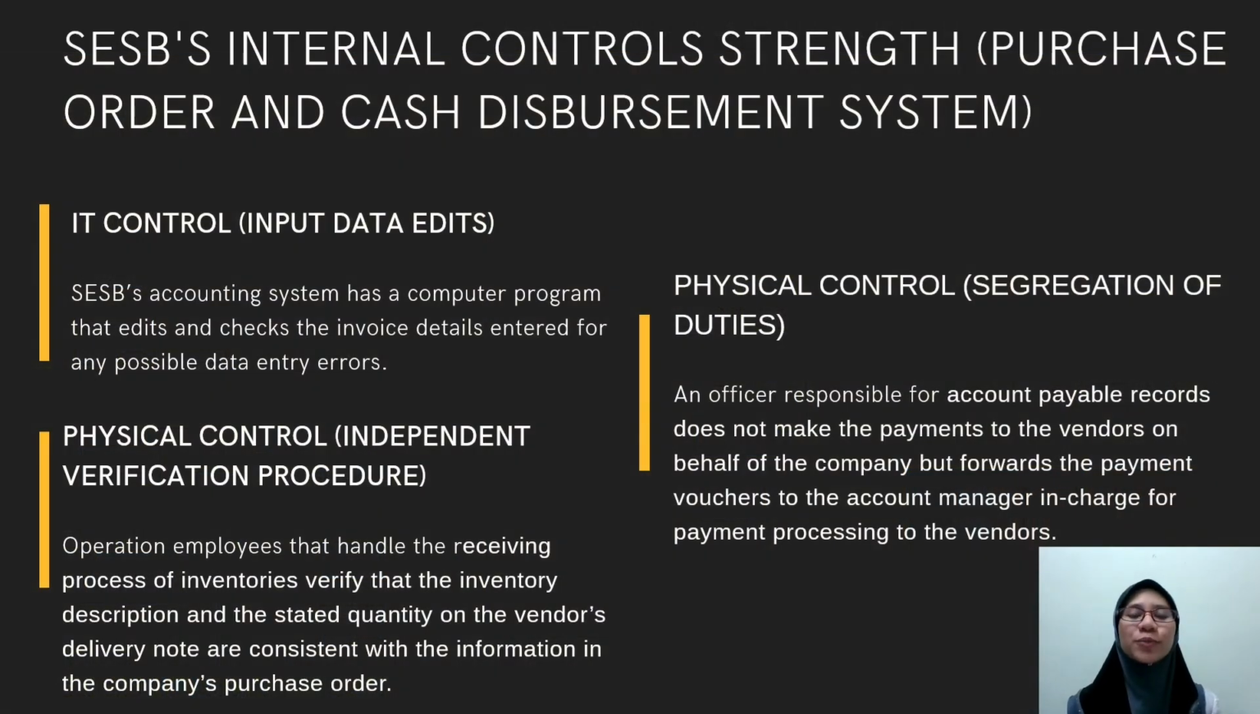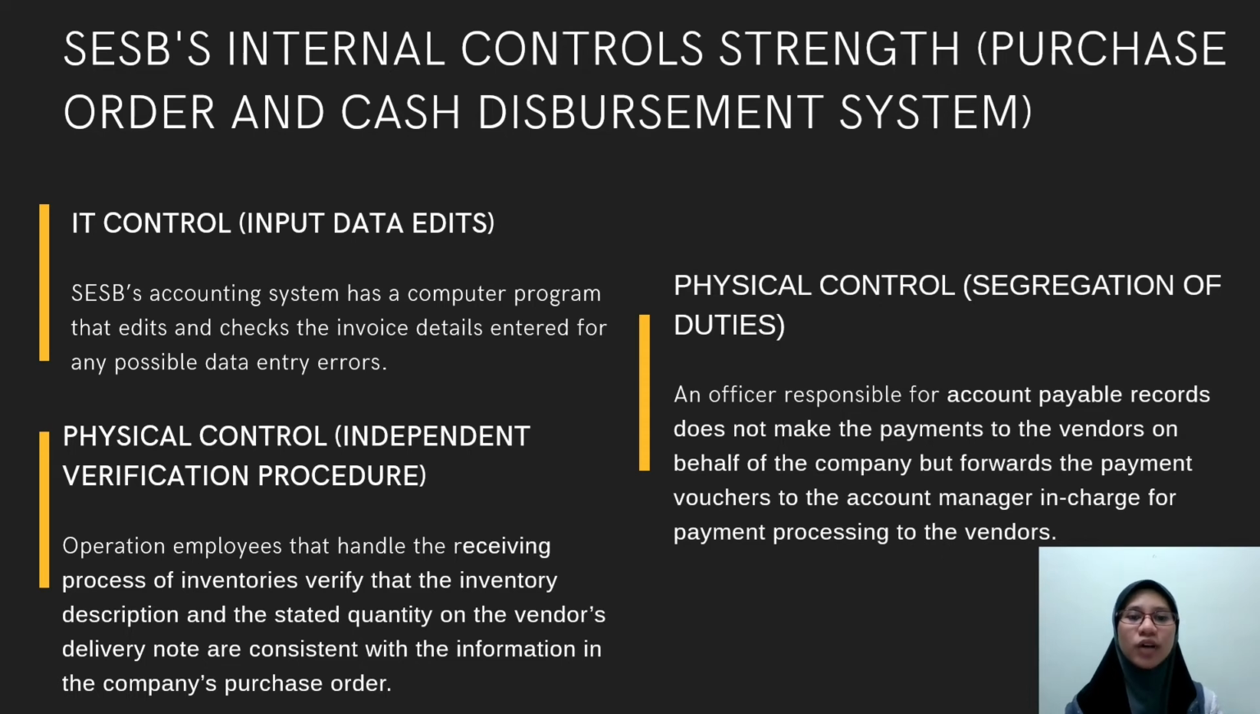Our group is going to present about SASB internal controls in the purchase order system and cash disbursement system. First, I'm going to explain about the internal control strengths of SASB. The internal control strengths of SASB in the purchase order system and cash disbursement system exist in the form of IT control and physical control. SASB has input data edits as IT control in its accounting system. These input data edits can prevent inaccurate record keeping in SASB.